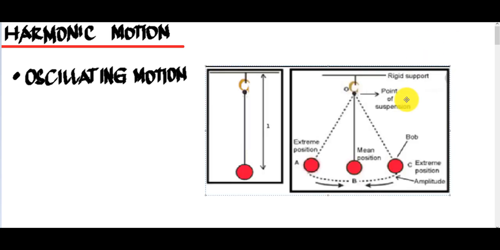Harmonic motion. Oscillating motion: we call this motion that repeats itself regularly, paulit-ulit. Just like what we call a simple pendulum. You see here an image of a simple pendulum, no?